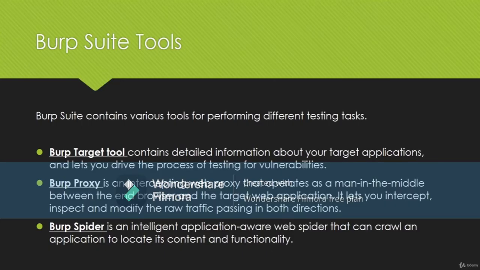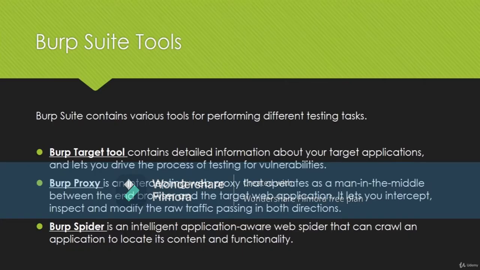For example, first is Burp Target tool. It contains detailed information about your target application and lets you drive the process of testing for vulnerabilities. One of the best tools that we will be using in this tutorial is Burp Proxy. That is, it is an intercepting web proxy that operates as a man in the middle between the end browser and the target web application. It lets you intercept, inspect, and modify the raw traffic passing in both directions.